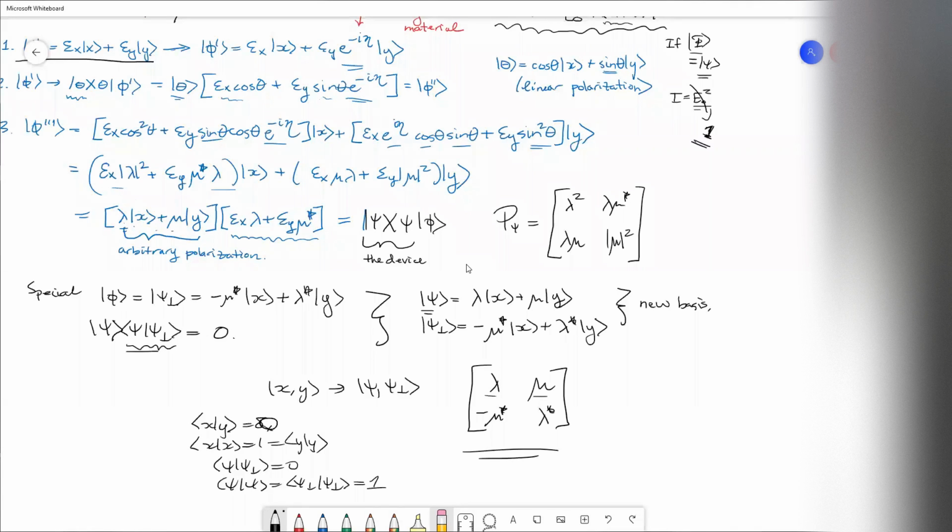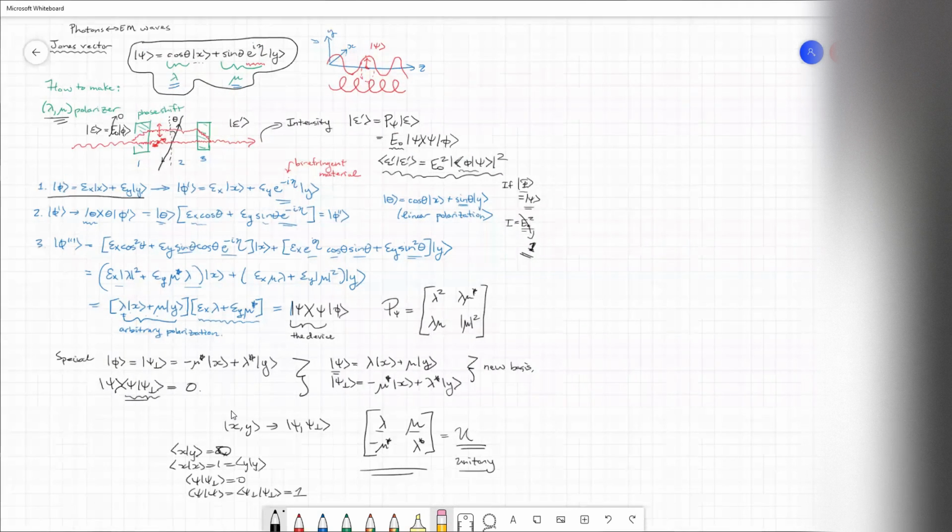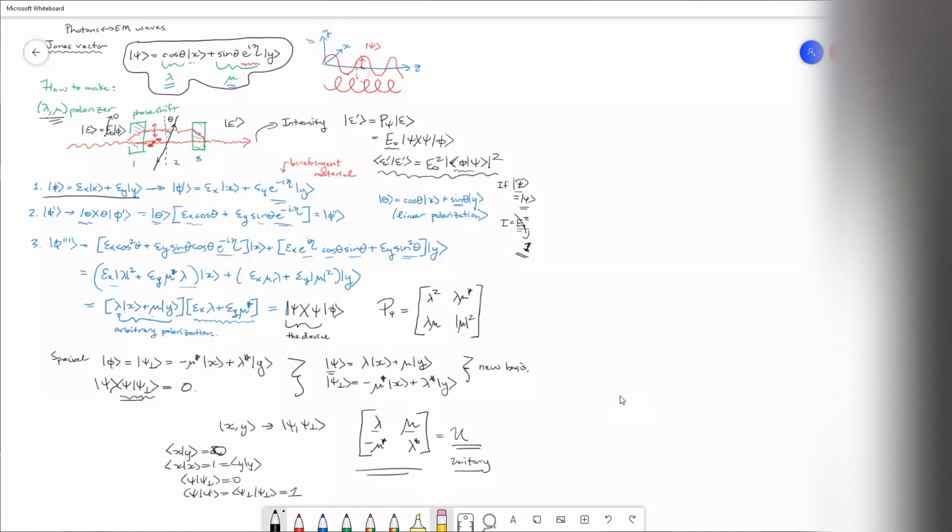Okay, any questions? You said maintain orthonormality when you're transforming from one basis to another. Is that right? Yes. Okay, just making sure. Thank you. So this is a unitary, and you can check for yourself that it's unitary. Okay, so that's how you make an arbitrary Jones vector, or an arbitrary polarization of a photon.